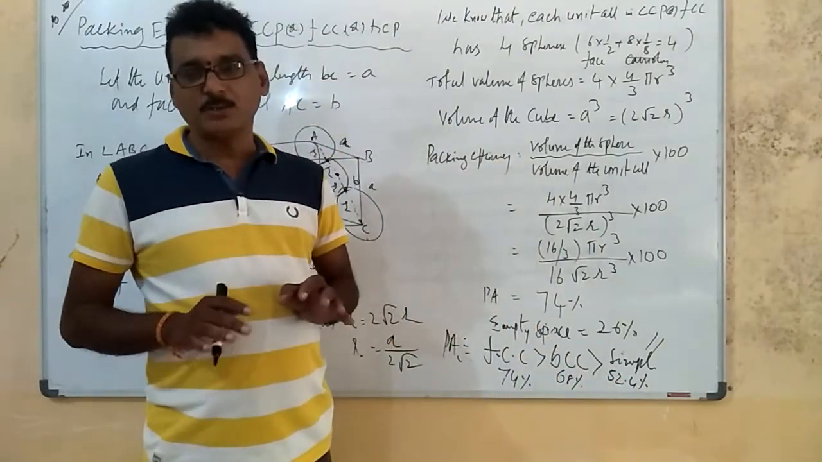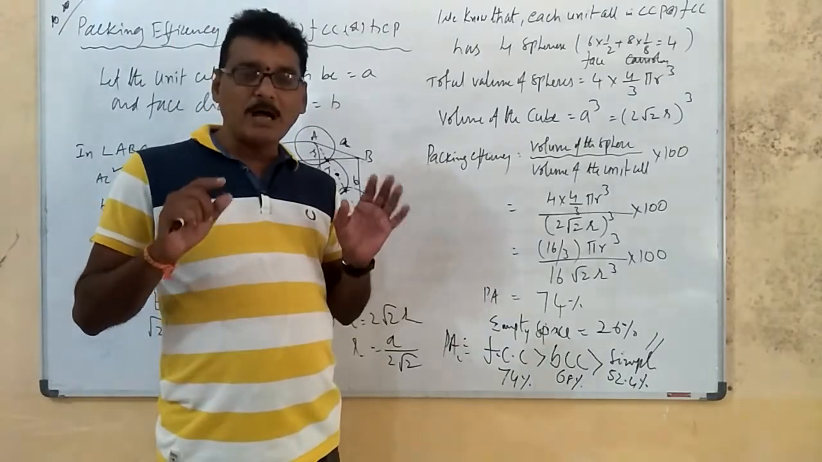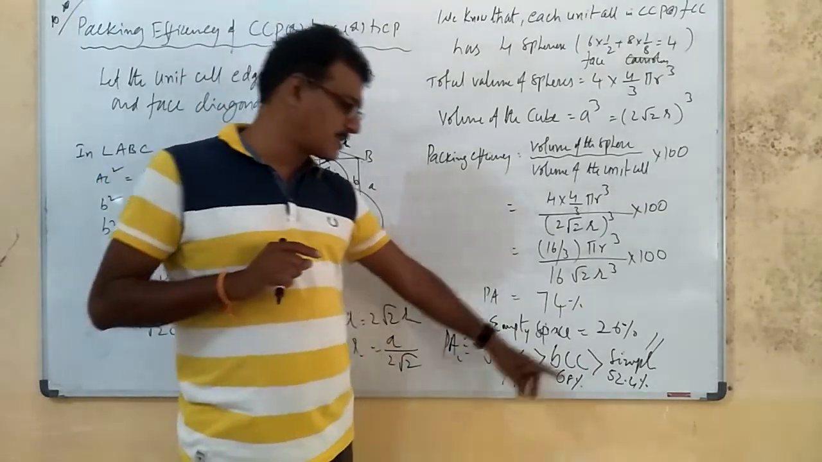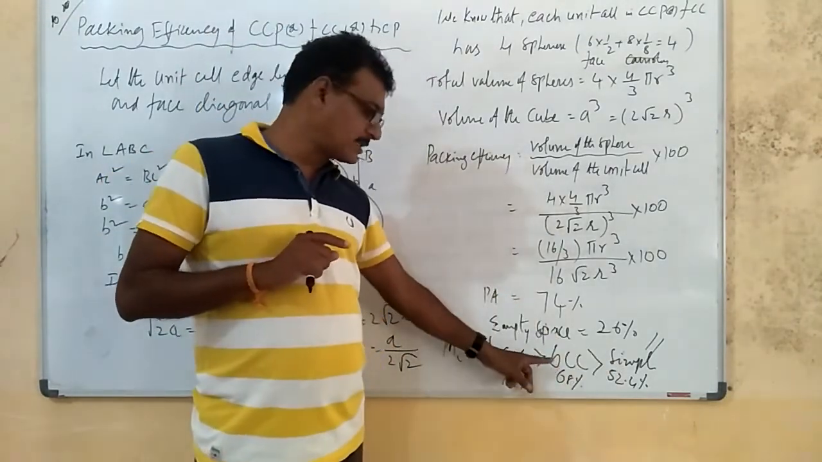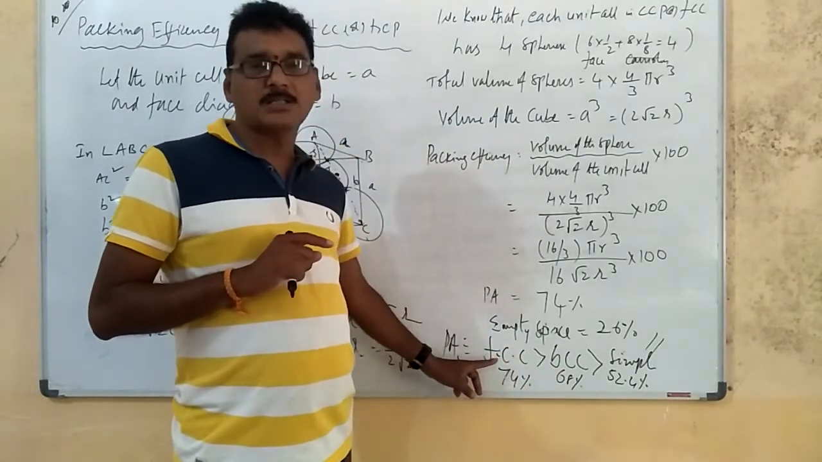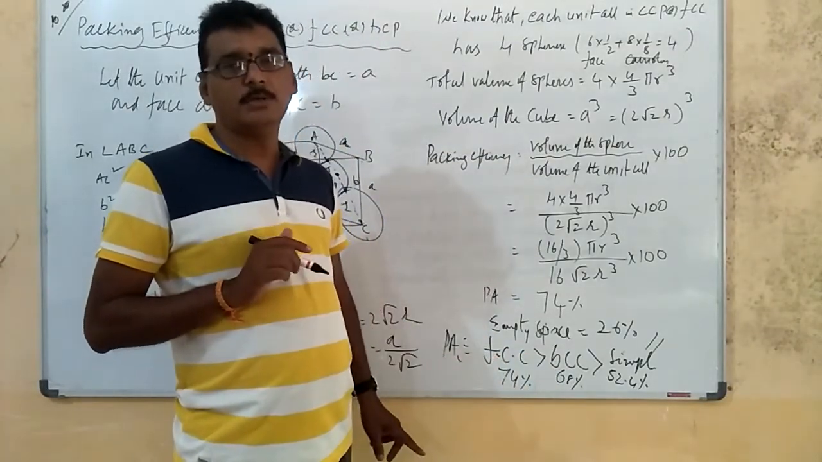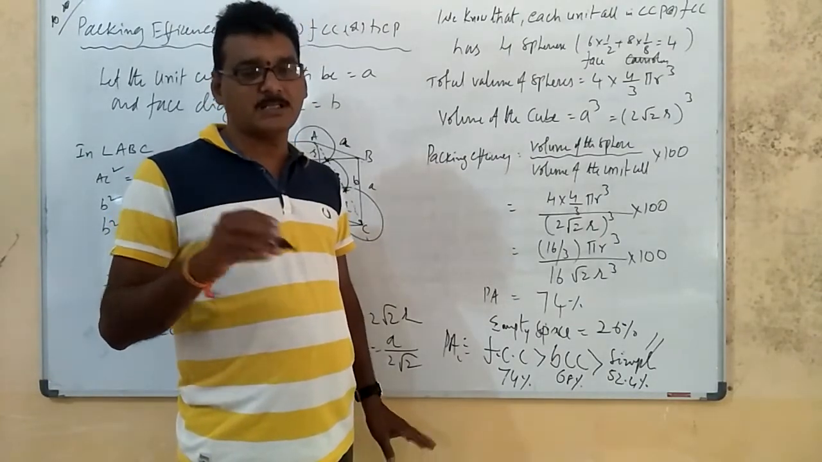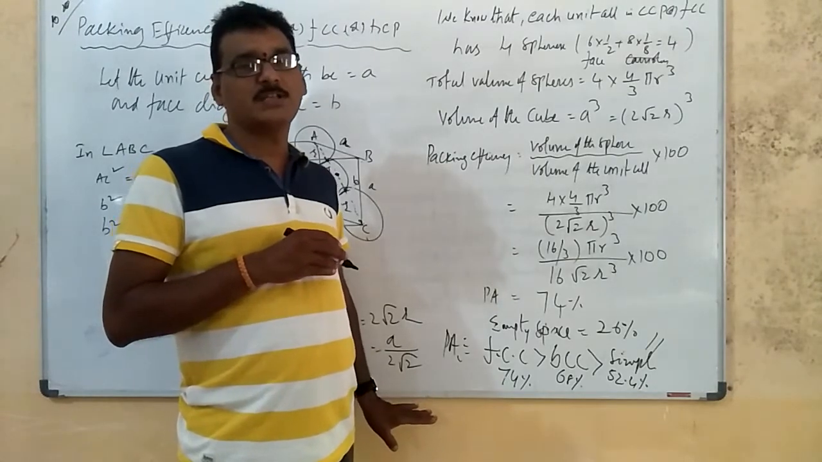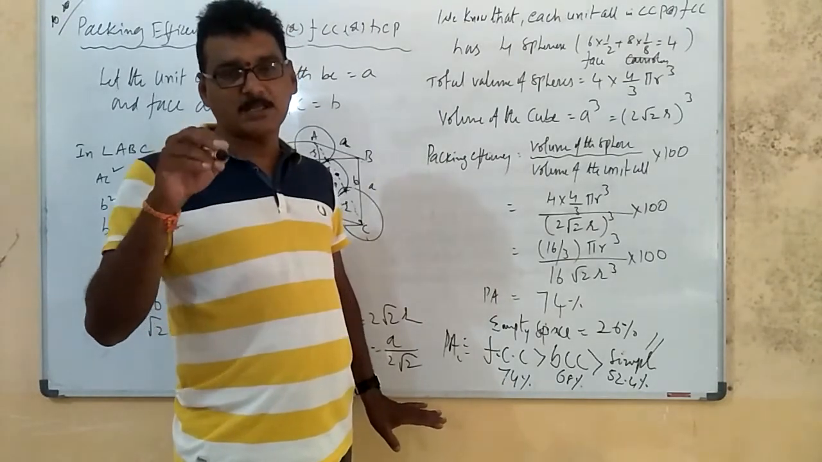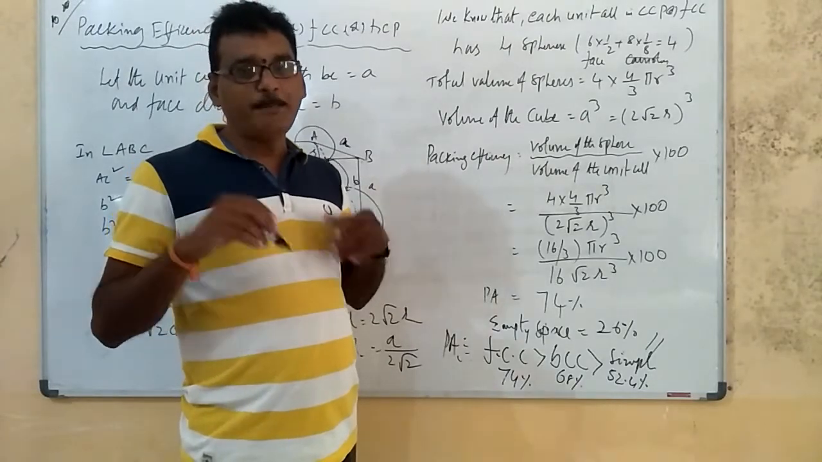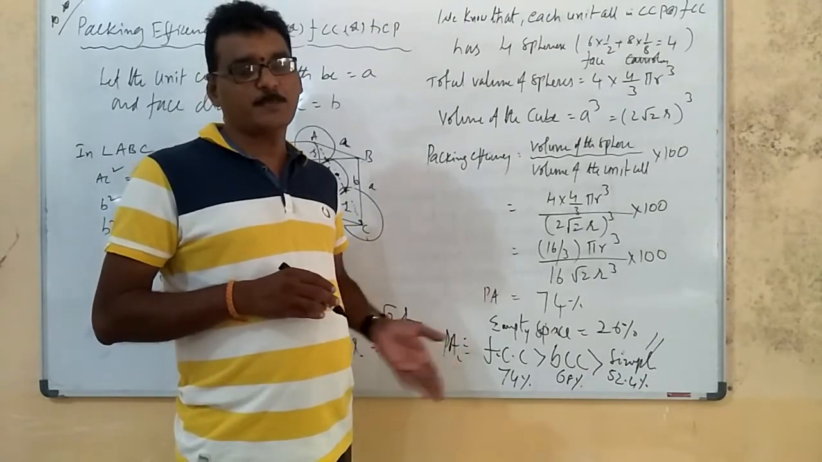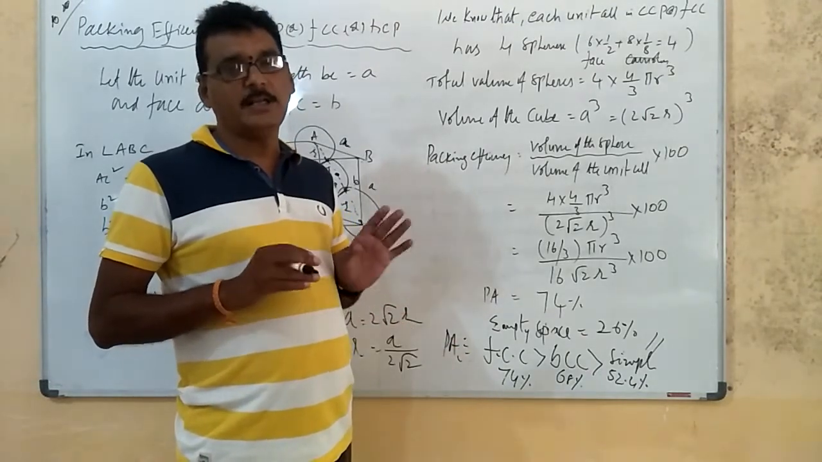Now, another question in objective papers asks: among these three lattices, which has more empty space? Simple cube, second is body centered, and third is face centered cube. Empty space given or occupied by the spheres given, that is equal to the packing efficiency. Packing efficiency means occupied by the particles. So empty space means 100 minus occupied is equal to the empty space. So this is the third derivation.